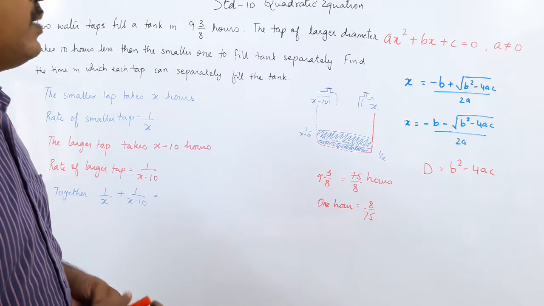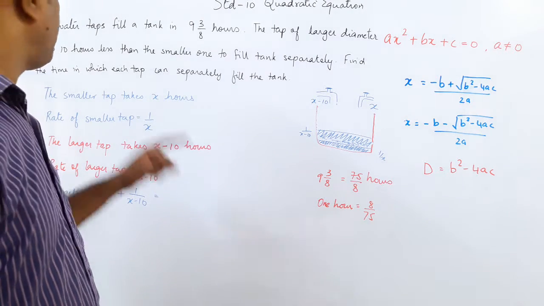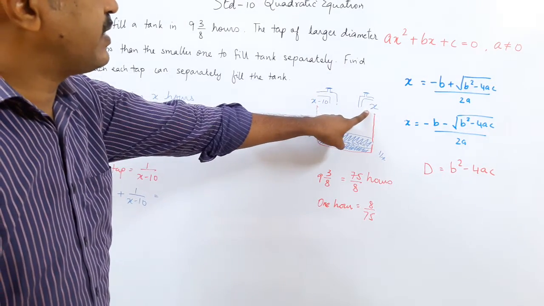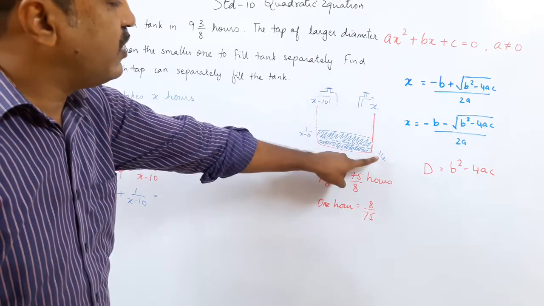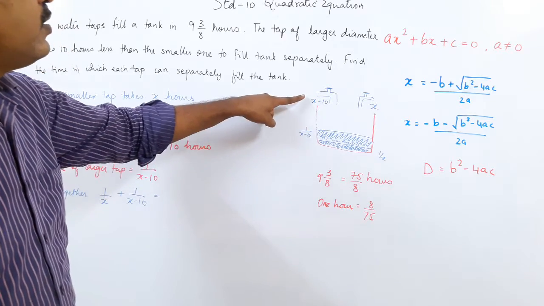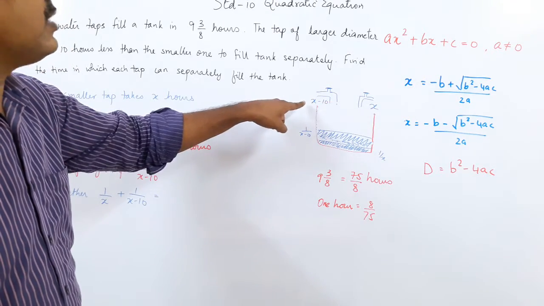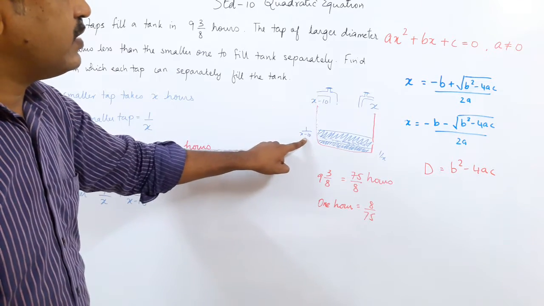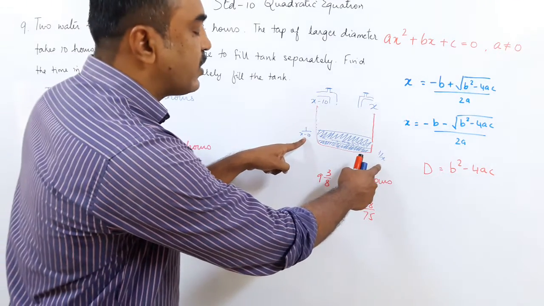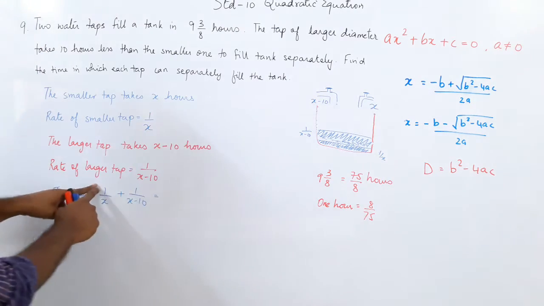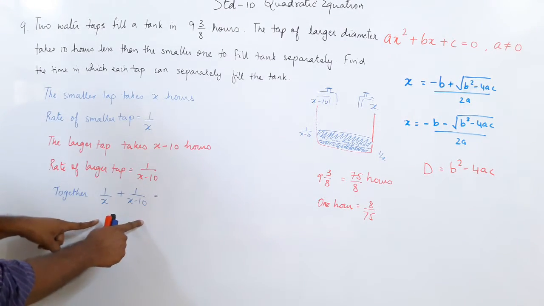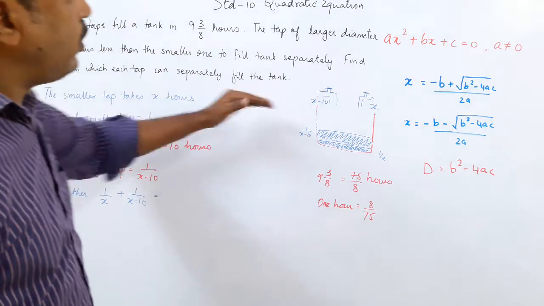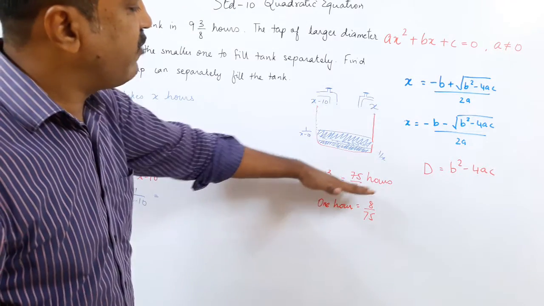If you are understanding what I mean, I'll repeat once again. The smaller tap takes x hours, so in 1 hour it fills 1 by x of the tank. The larger tap takes 10 hours less, so x minus 10 hours. So in 1 hour it fills 1 upon x minus 10. Now they both are working for 1 hour, so in 1 hour they fill 1 by x plus 1 upon x minus 10.